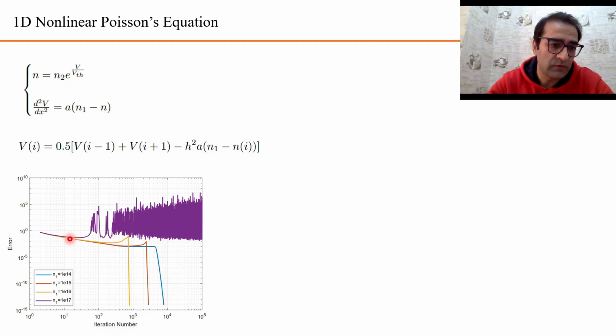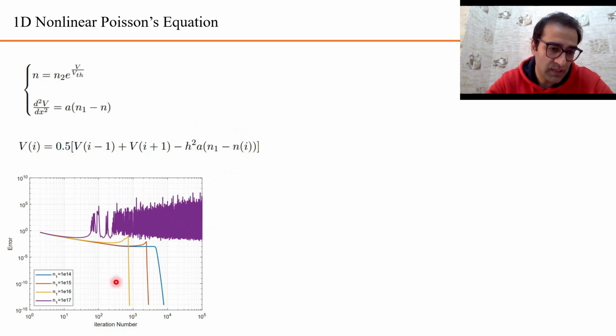You see that for some cases, when n1 is 1e14, 1e15, 1e16, we have more or less good convergence. But for very large values of n1, we see that we do not have any convergence, and we have very strong oscillation of the solution.